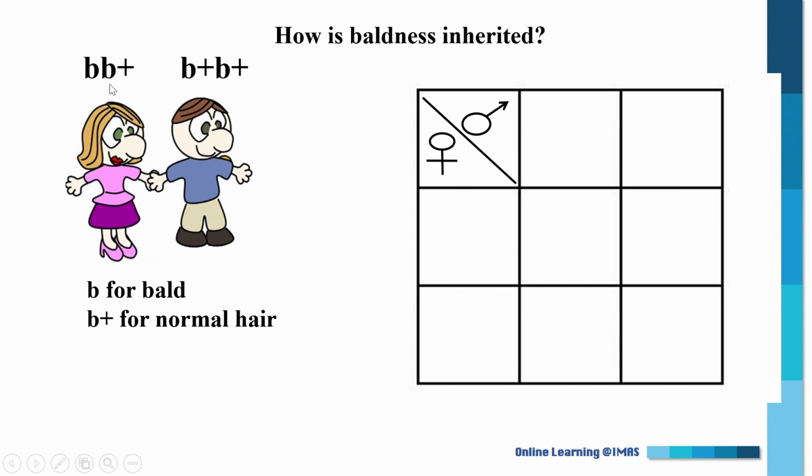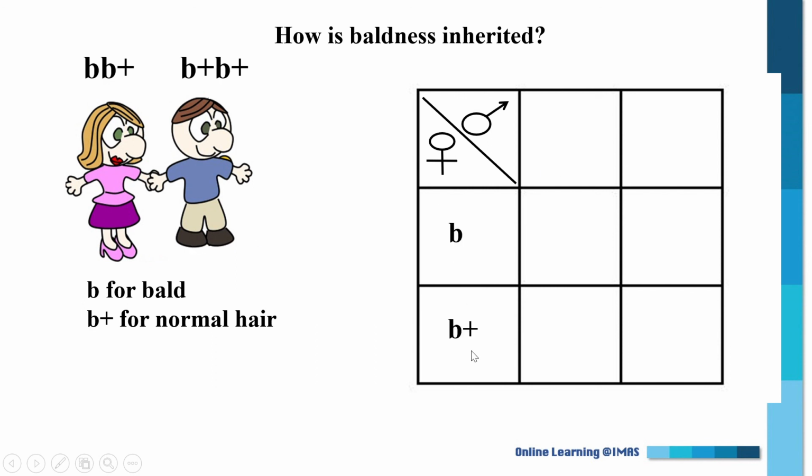Let's say you have a carrier mother, and this mother, of course, is not bald. Why? Because she is a female. The B plus will be dominant over the B because she doesn't have the male hormones. And here the male is B plus B plus, meaning he doesn't have the allele for baldness, so he will have normal hair. Is there any probability that this couple will have a child with baldness? To find out, we need to do the Punnett square.